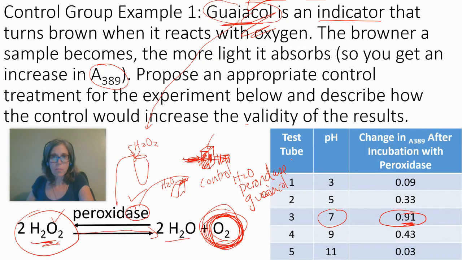Okay, and then it also says, describe how the control would increase the validity of the results. If the solution still turned brown with no hydrogen peroxide, then there's something else going on here because that shouldn't have happened. Or if the reaction still turns brown without peroxidase around, that means the reaction is still happening. I don't know what's going on here, right? That would help you describe how the control would increase the validity of the results.